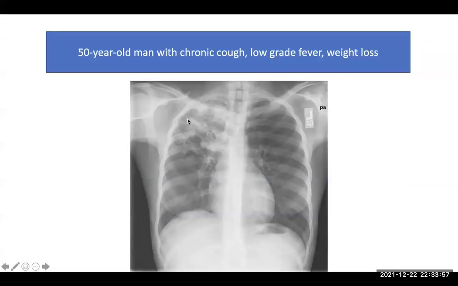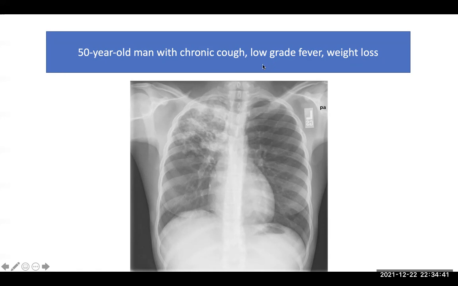So come to the next question. A 50-year-old man with chronic cough, low-grade fever, and weight loss. Very straightforward. Our X-ray has been done, and you can see here that there are some partly homogeneous and inhomogeneous lesions in the upper part of the right lung. As this patient has this kind of clinical features, I think the most probable diagnosis is pulmonary tuberculosis.